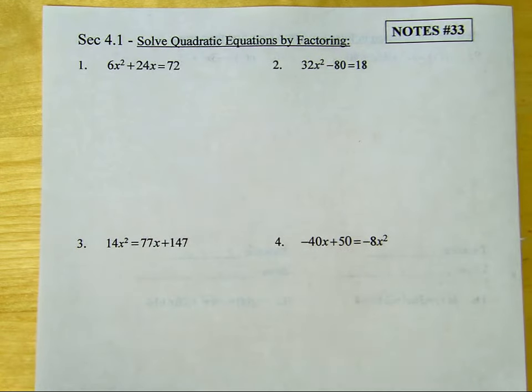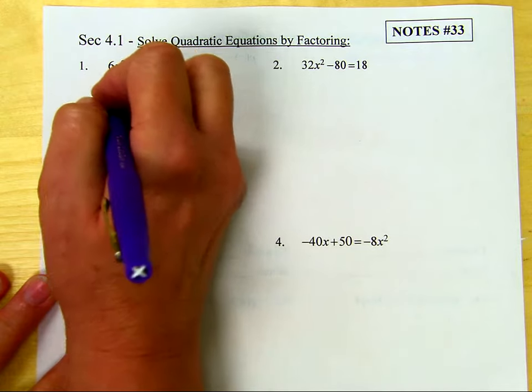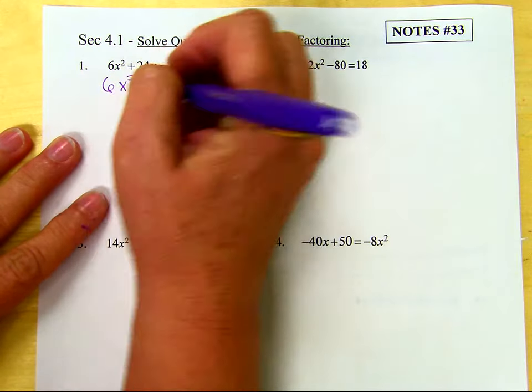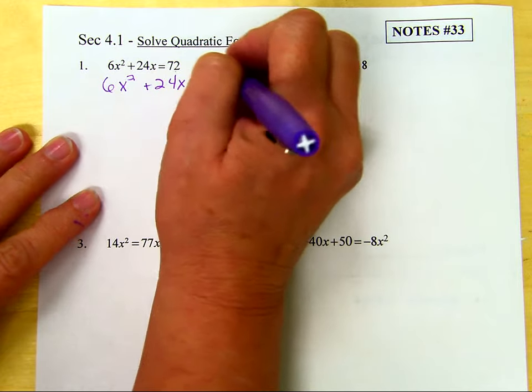Look in here. Okay, we're going to go ahead and solve these. So first, we know we have to set the equation equal to 0. So that's the first thing we're going to do. We're going to subtract the 72 to the other side. So 6x squared plus 24x minus 72 equals 0.